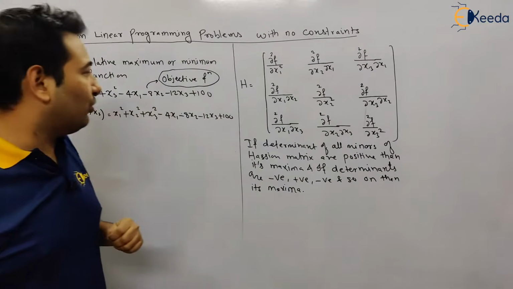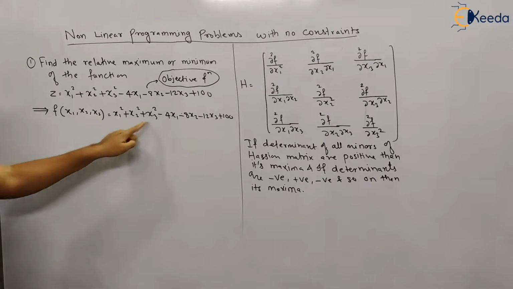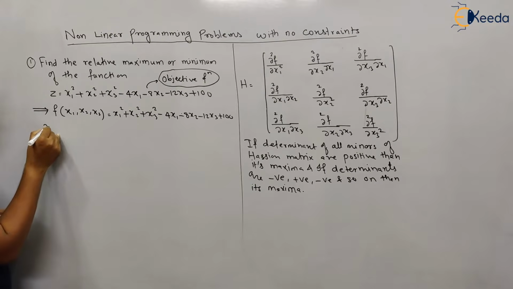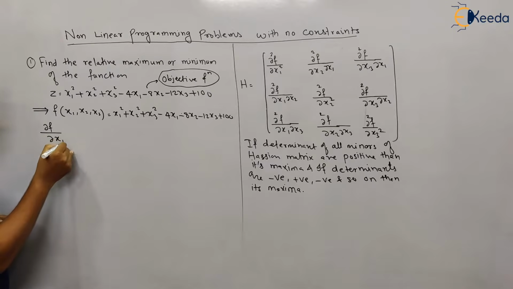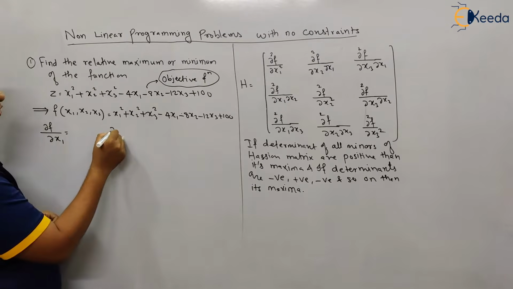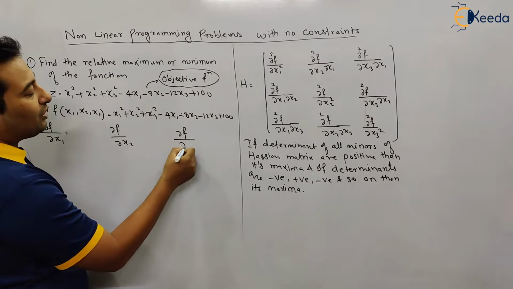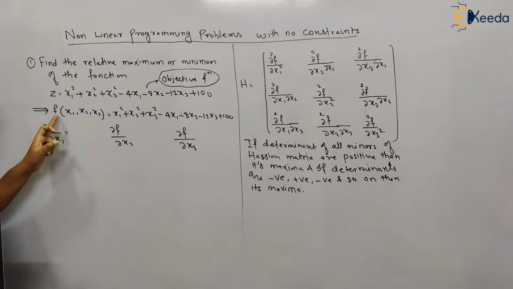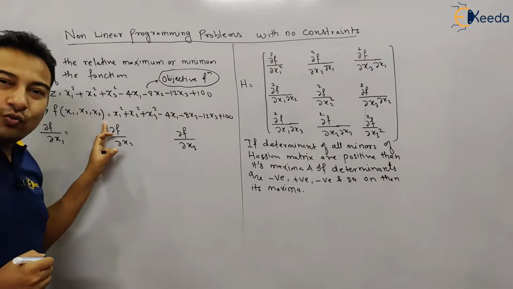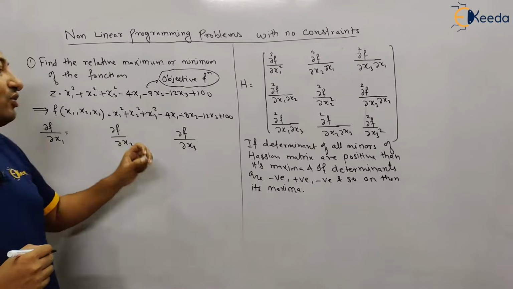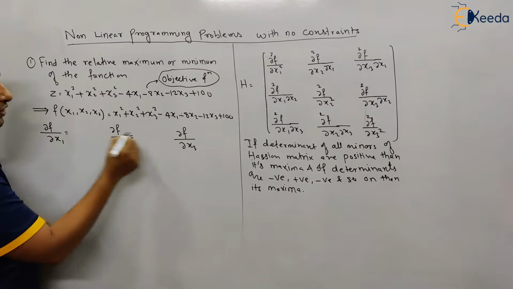Let's come back to the original problem. This is my f. So first of all, I'm going to differentiate this f with respect to x1. Then I'm going to differentiate f with respect to x2, and I'm going to differentiate f with respect to x3. See the procedure. This f is a function of x1, x2, x3. Therefore, we are going to differentiate f with respect to x1, f with respect to x2, and f with respect to x3.